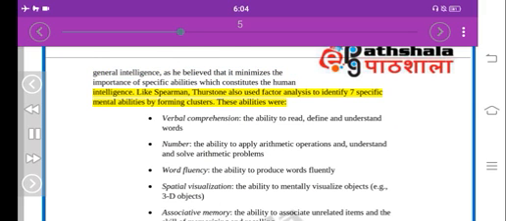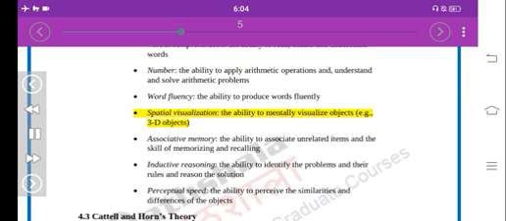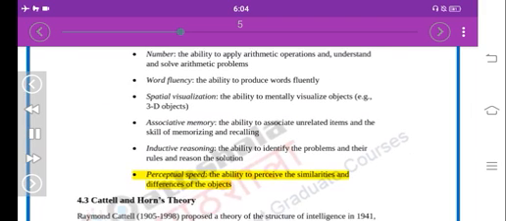Like Spearman, Thurstone also used factor analysis to identify 7 specific mental abilities by forming clusters. These abilities were verbal comprehension, the ability to read, define and understand words. Number, the ability to apply arithmetic operations and understand and solve arithmetic problems. Word fluency, the ability to produce words fluently. Spatial visualization, the ability to mentally visualize objects, e.g., 3D objects. Associative memory, the ability to associate unrelated items and the skill of memorizing and recalling. Inductive reasoning, the ability to identify the problems and their rules and reason the solution. Perceptual speed, the ability to perceive the similarities and differences of the objects.